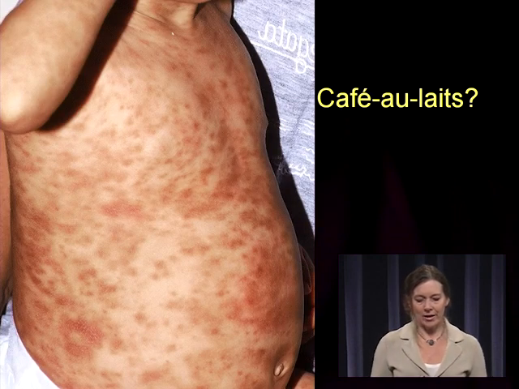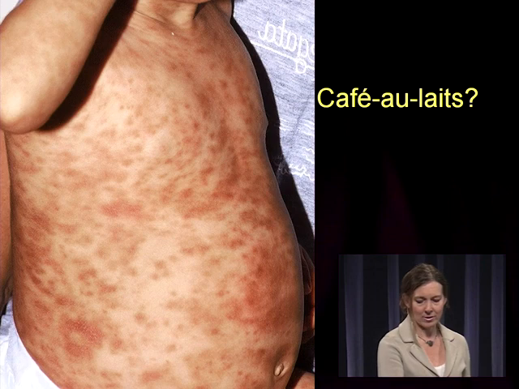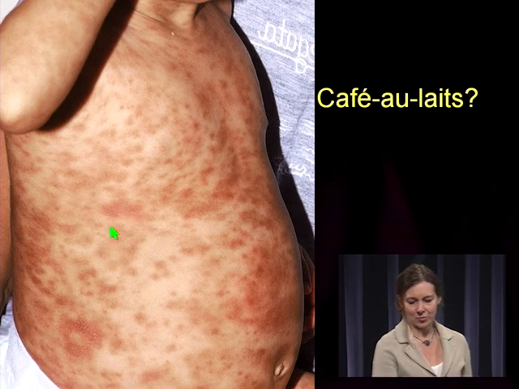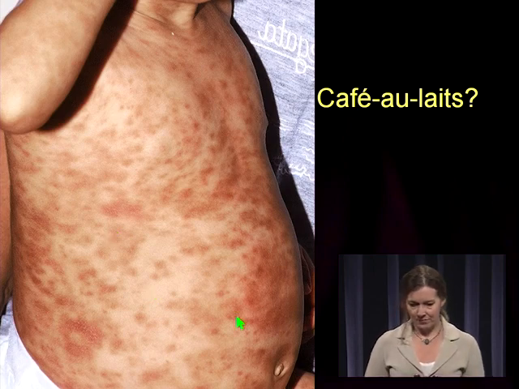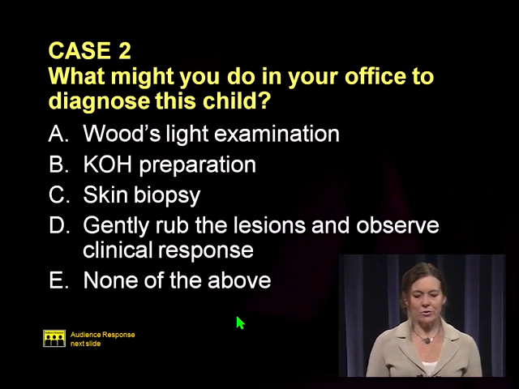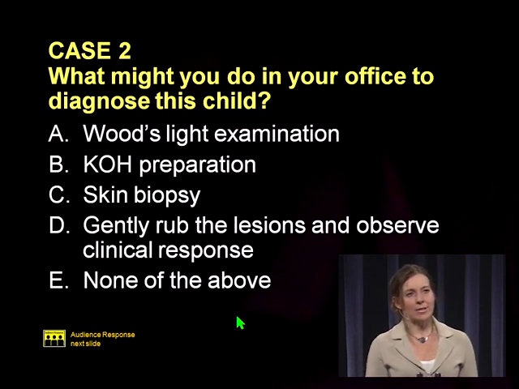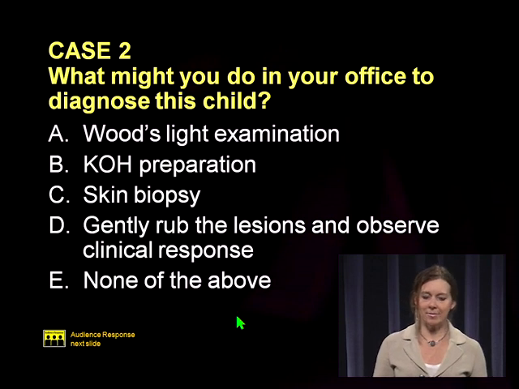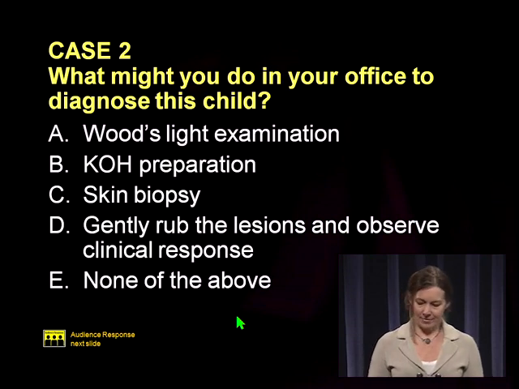So this is the child that you're examining, and you see all these lesions, all these tan macules, and again, some seem to be slightly elevated. You see some areas with redness. What might you do? Do you want to do a Wood's light examination, a potassium hydroxide preparation, a skin biopsy? Do you want to gently rub the lesions and observe for the clinical response or none of the above?